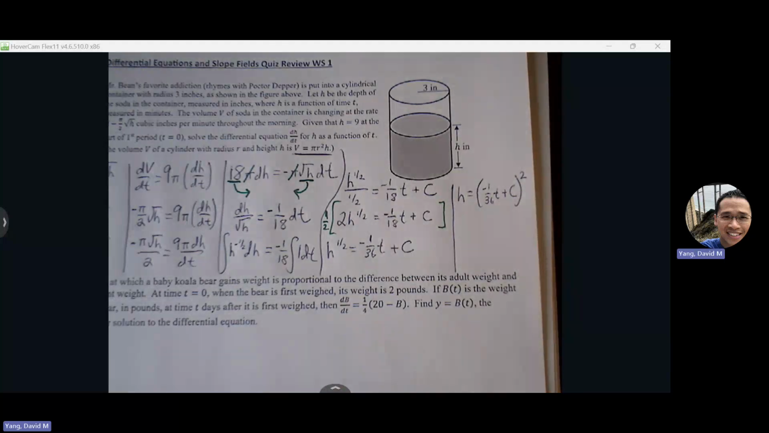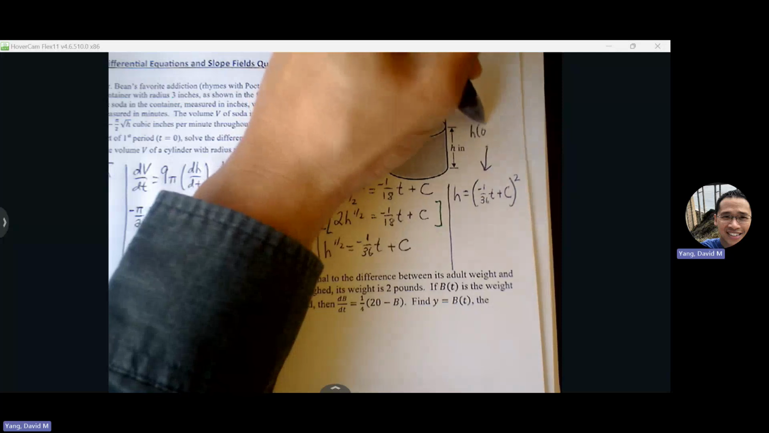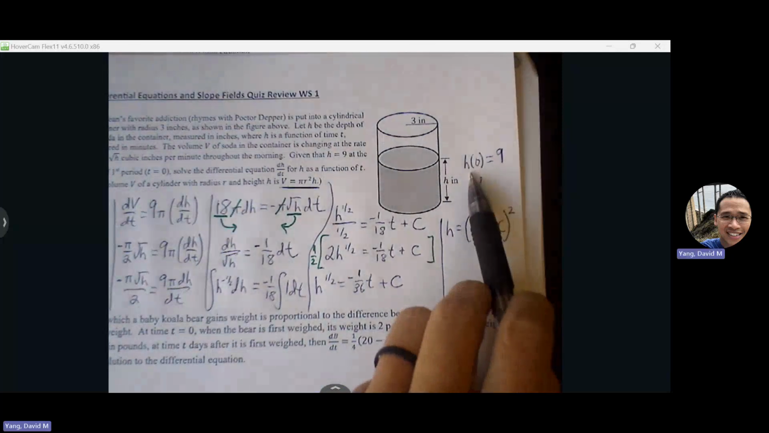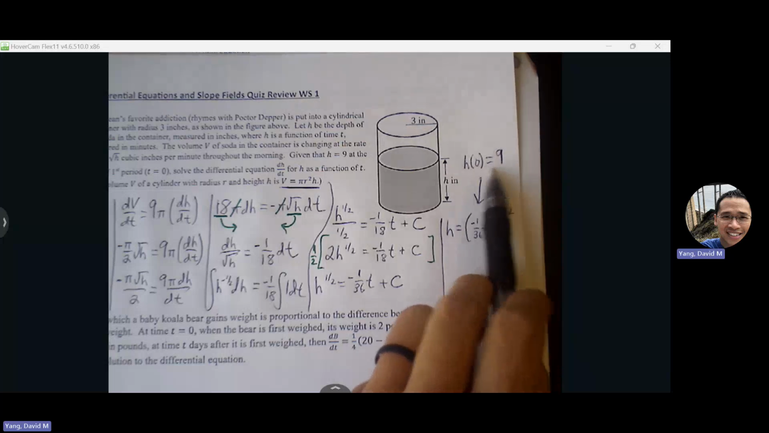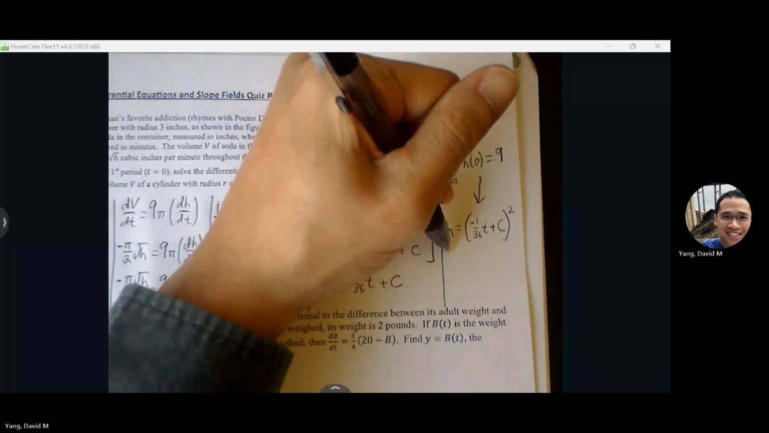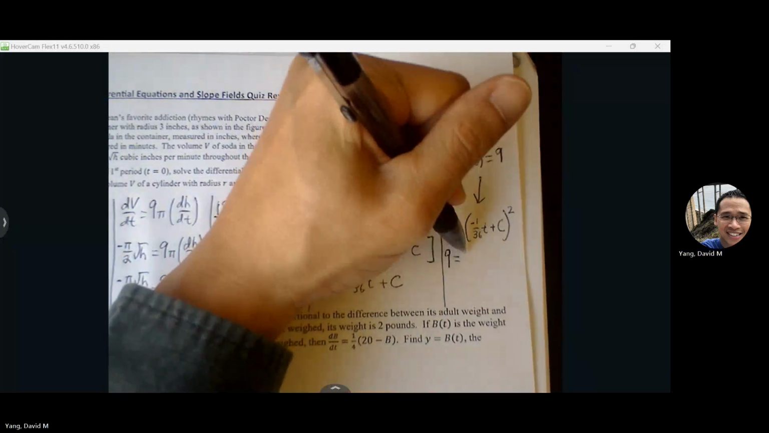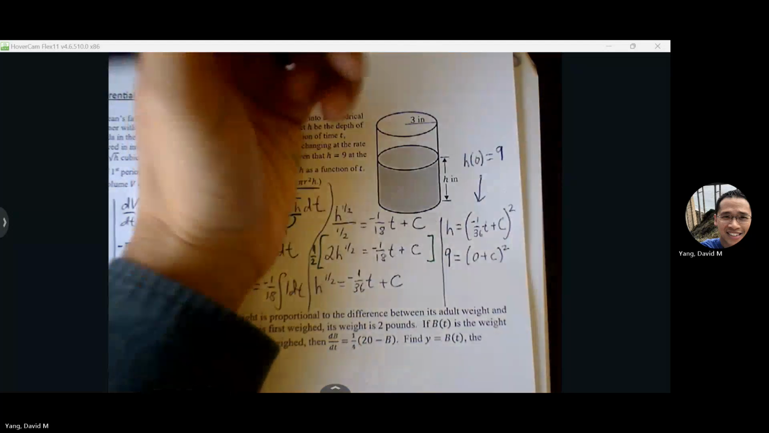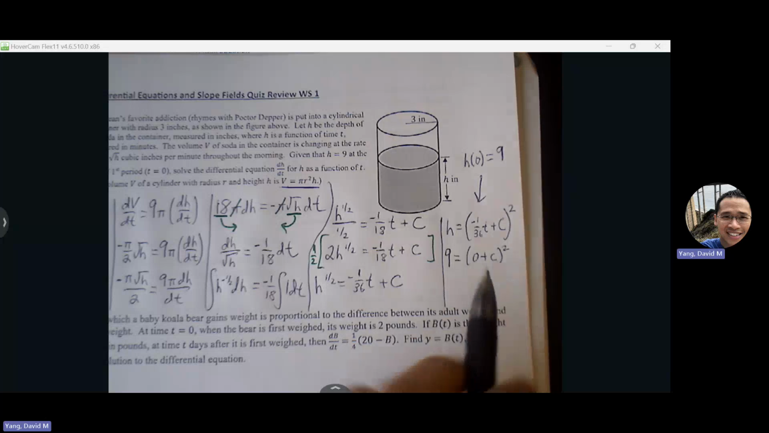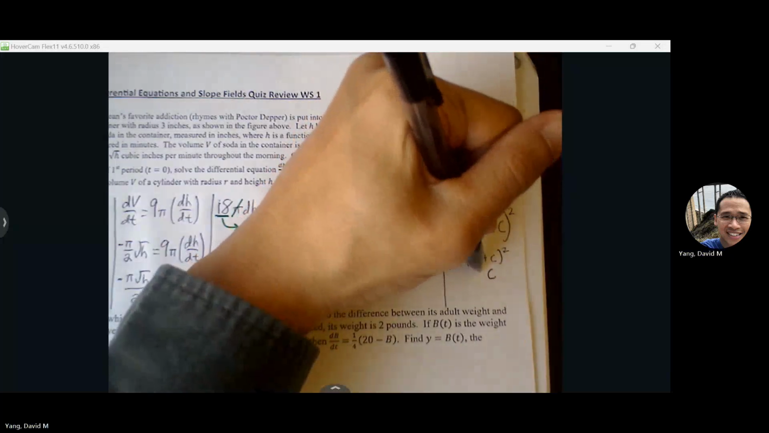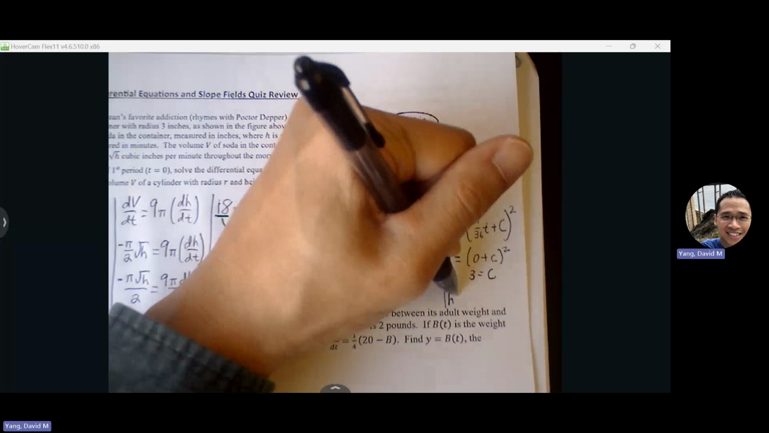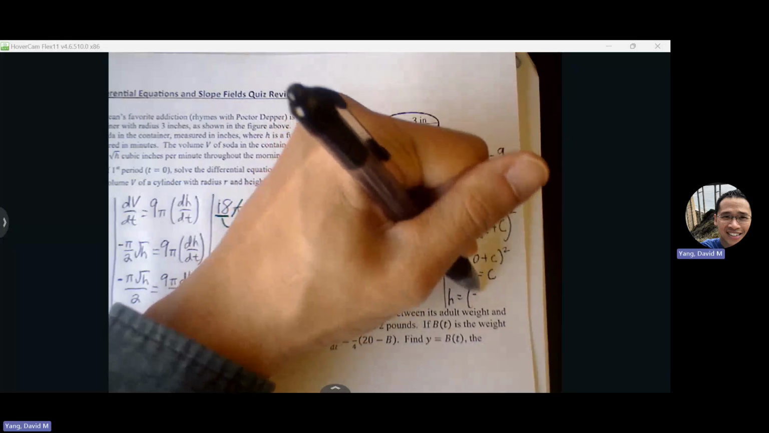My ordered pair to help me solve for c is, I know that h of 0 is equal to 9. So at time equals 0, my height is 9. So c squared equals 9, c equals 3. I'm going to go ahead and update my h equation with my c resolved.